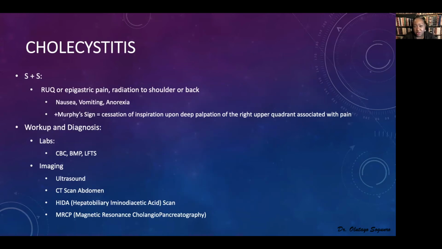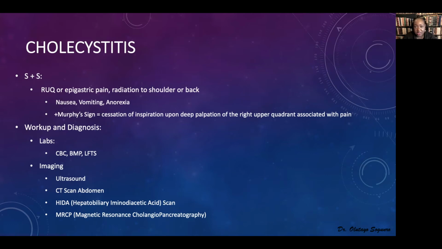Signs and symptoms of cholecystitis include right upper quadrant or epigastric pain that may radiate to the shoulder or the back, nausea, vomiting, anorexia, a positive Murphy sign, which is cessation of inspiration upon deep palpation of the right upper quadrant with pain. Workup and diagnosis includes laboratory work and imaging.